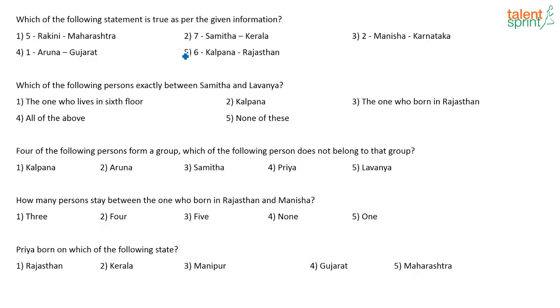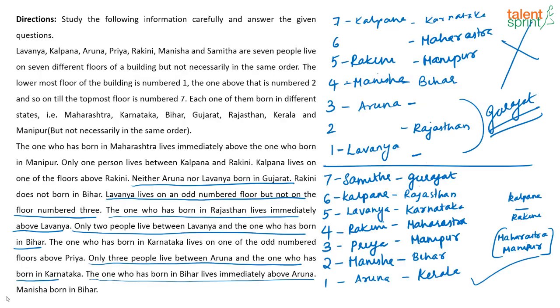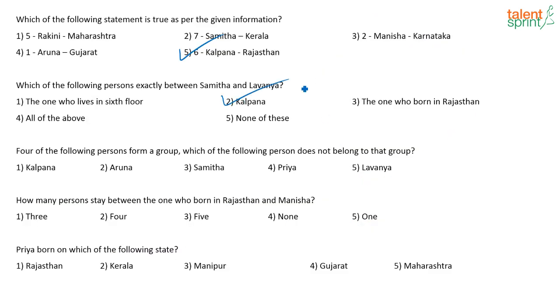Kalpana Rajasthan is true. Which of the following persons sits exactly between Samita and Lavanya? Who sits between Samita and Lavanya? Kalpana sits between Samita and Lavanya. Kalpana. Correct? Okay, look at this also. The one who is on the 6th floor, the one who is born in Rajasthan, yes, all these are correct. So you should take the answer as all of the above. See, the previous answer was that only. Kalpana Rajasthan. Everything is coming here. So all of the above will be your answer.